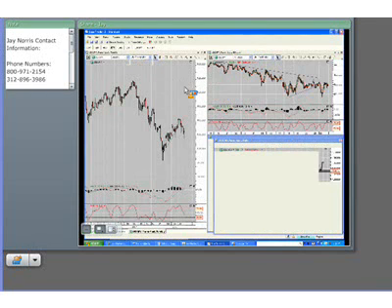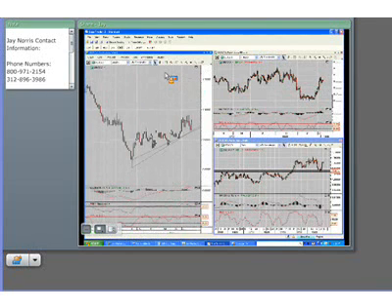Again, I would caution you, just as my own mentor cautioned me, it's tough holding positions right now because we're seeing such volatility, we're seeing such big moves.